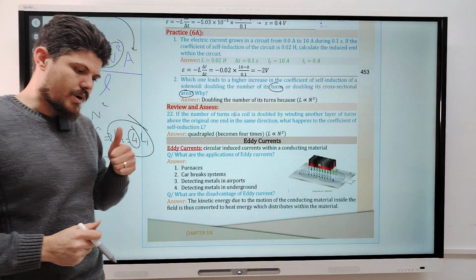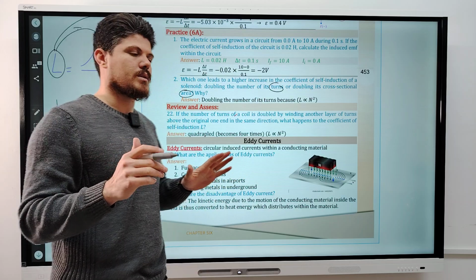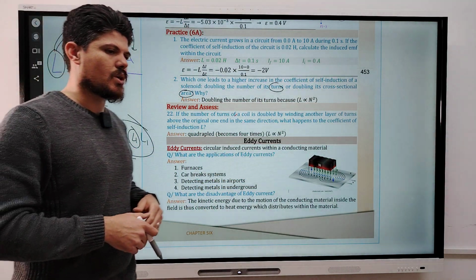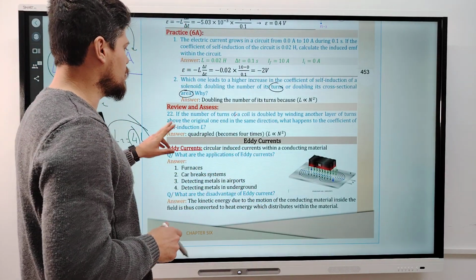By factor 4. When the number of turns becomes double, the coefficient of self-induction becomes quadruple. But with area, when we increase the area by a factor of 2, the coefficient of self-inductance also increases by the same factor of 2.